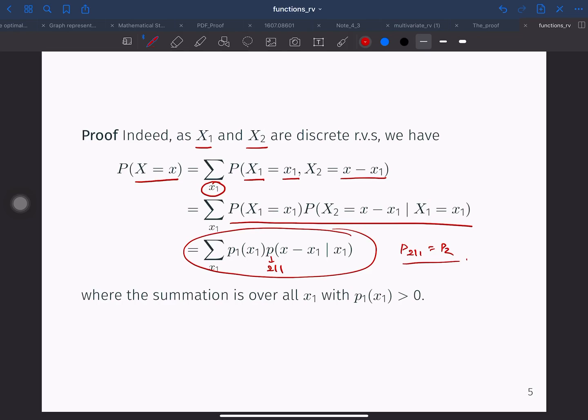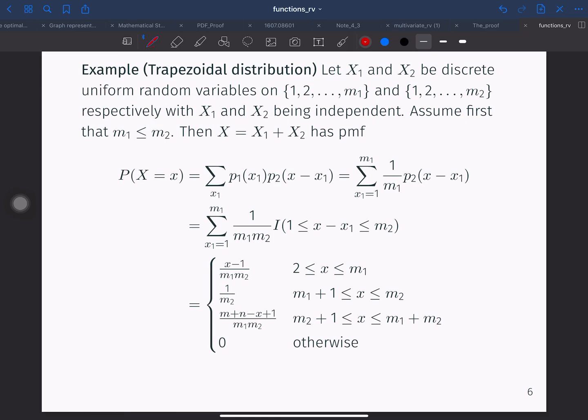So let's see an example. The first example is quite elementary. Suppose x1 is a discrete random variable that is discrete uniform on 1, 2 up to m1. What that means is the probability that x1 is equal to any number i is 1 over m1 for i from 1, 2 up to m1. Similarly, x2 is discrete uniform for j from 1, 2 up to m2. And I assume that x1 and x2 are independent.